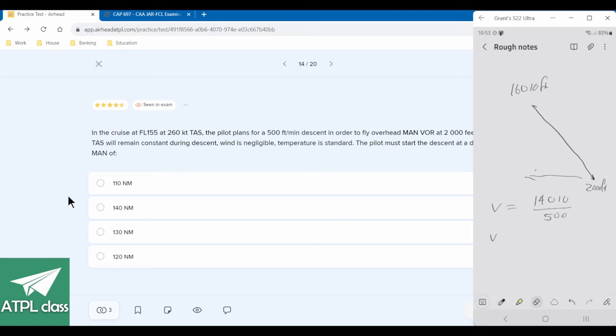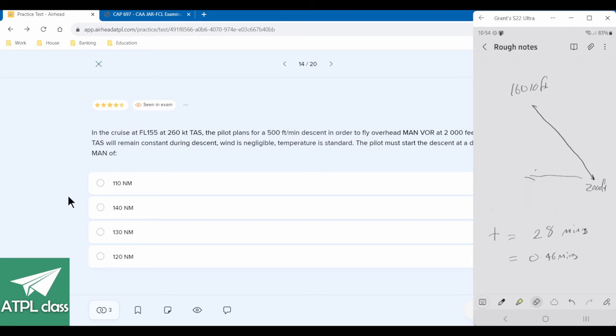So I've done this wrong. That should be the time. So that divided by 500 is going to be about 28 minutes. Important to write down minutes when you're dealing with nautical miles per hour, knots, and feet per minute. It can be quite confusing. So I might just convert that into hours. That's 0.46 hours.